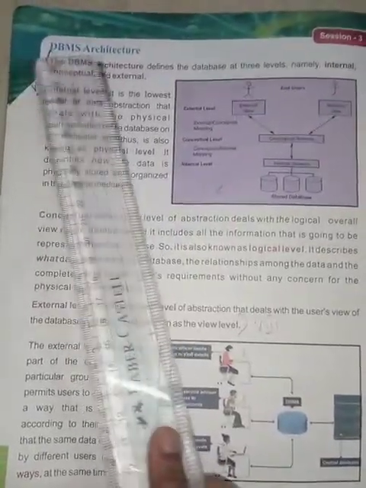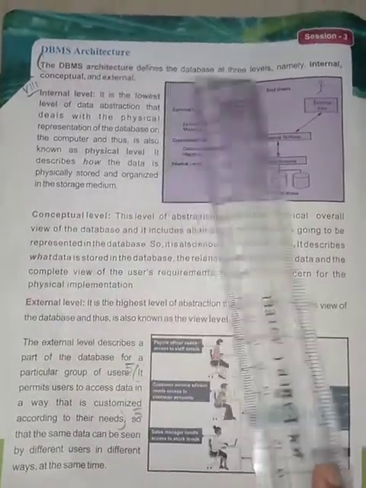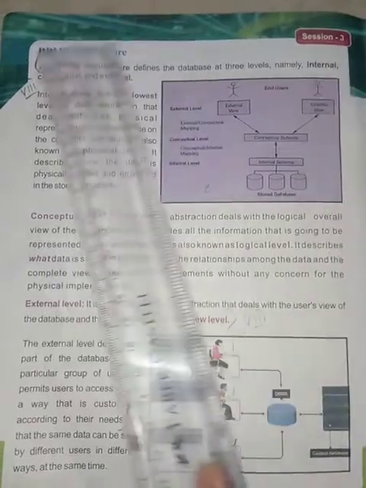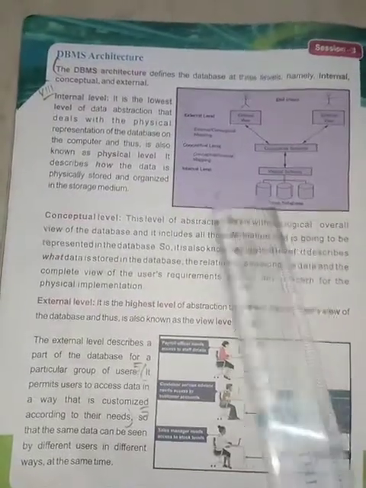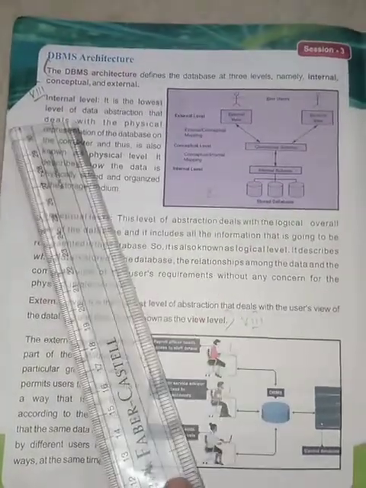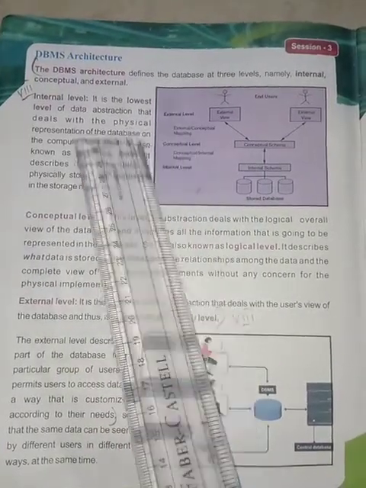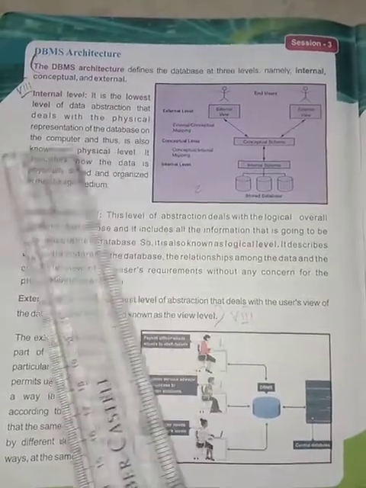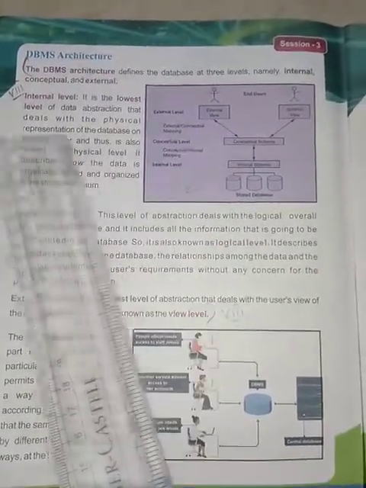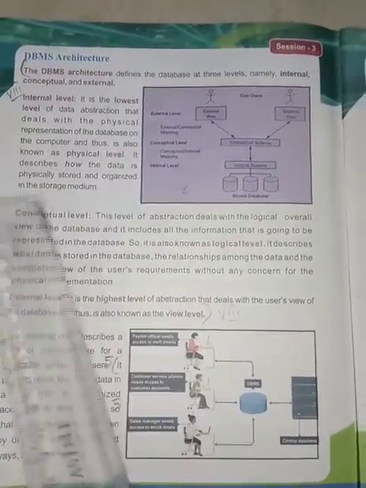Next, DBMS architecture. The DBMS architecture defines the database at three levels, namely internal, conceptual, and external. So, first one is the internal level. It is the lowest level of data abstraction that deals with the physical representation of the database on the computer and thus is also known as the physical level. It describes how the data is physically stored and organized in the storage medium.